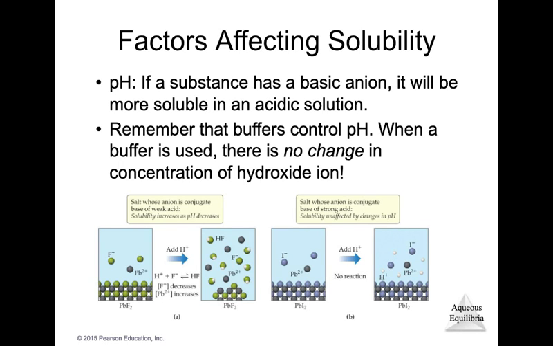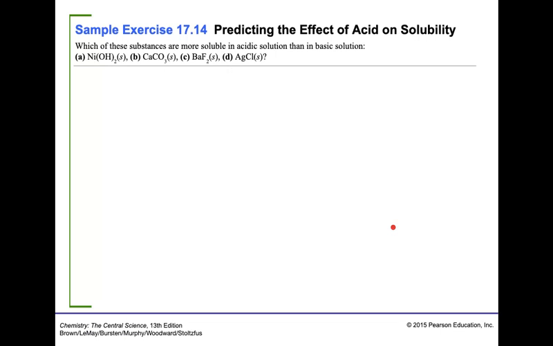Okay, so if a substance has a basic anion, it will be more soluble in an acidic solution. Remember that buffers control pH, right? So when a buffer is used, there's actually no change in the concentration of hydroxide ion. That's the point of a buffer, right? So what kind of work are you going to have to do with that concept? It would be things like this. Which of these substances are more soluble in acidic solution than in a basic solution?